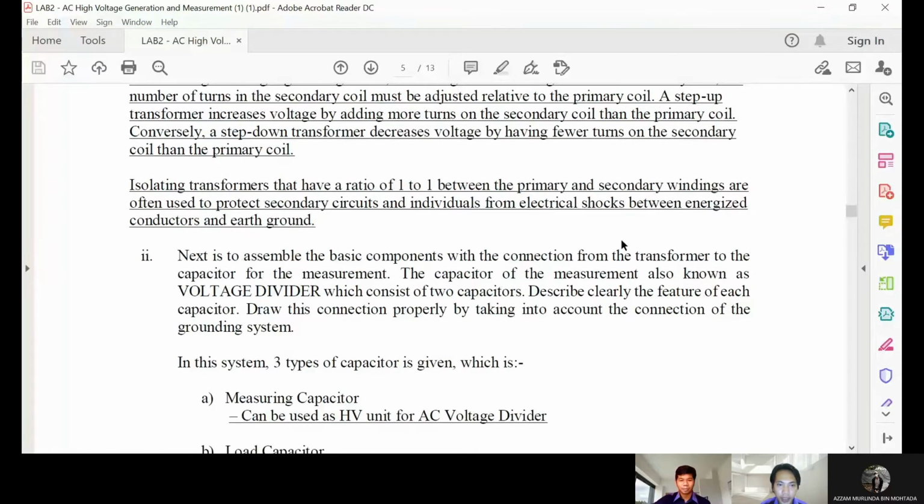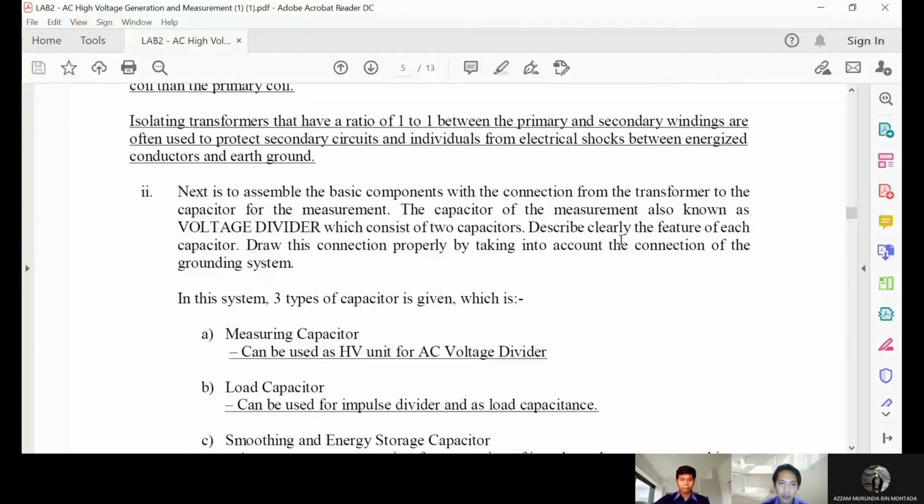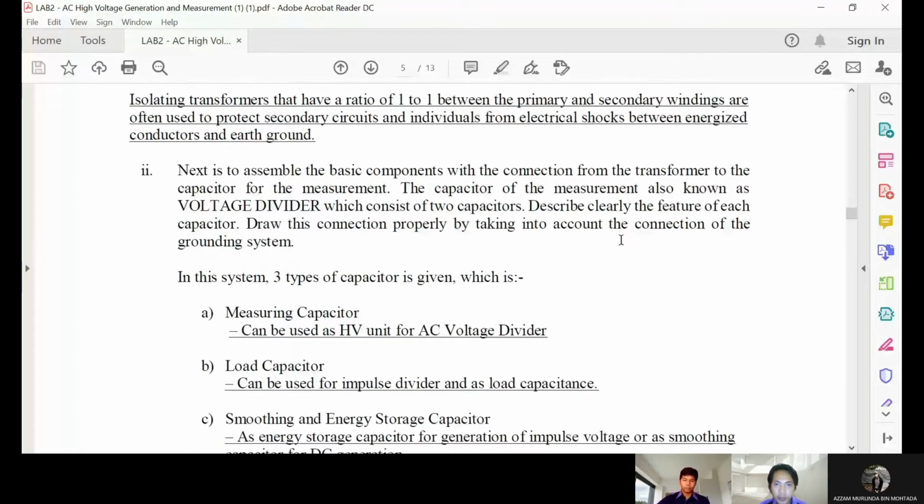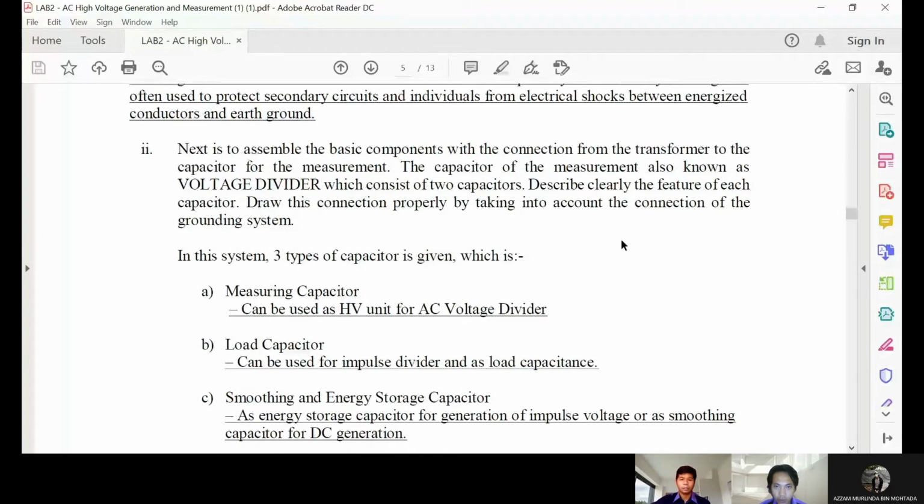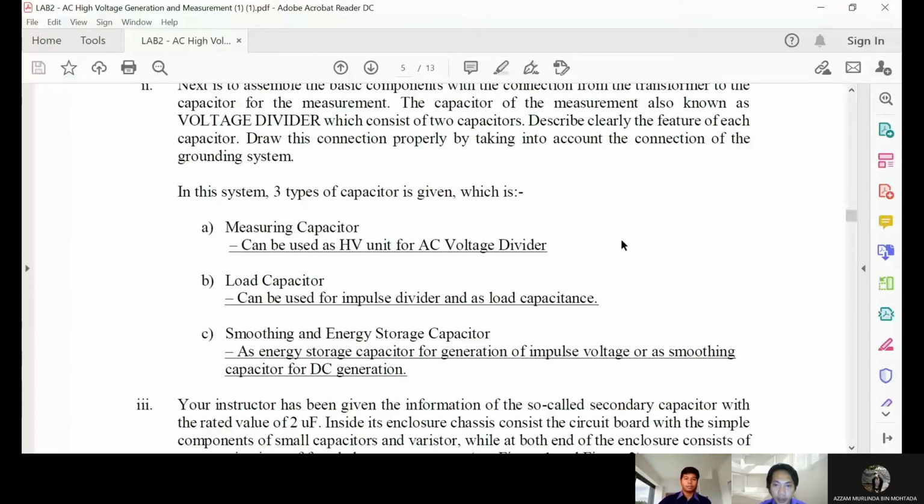The next section is about assembling the component with the connection from the transformer to the capacitor for the measurement. The capacitor for measurement, also known as a voltage divider, consists of two capacitors. As we use our capacitor divider, we use two capacitors.